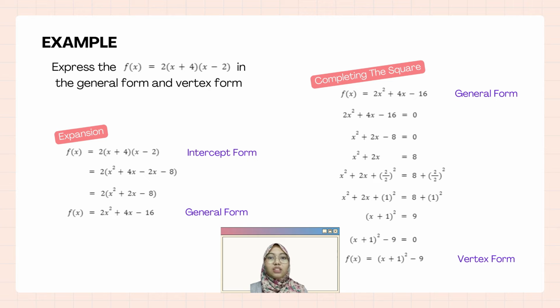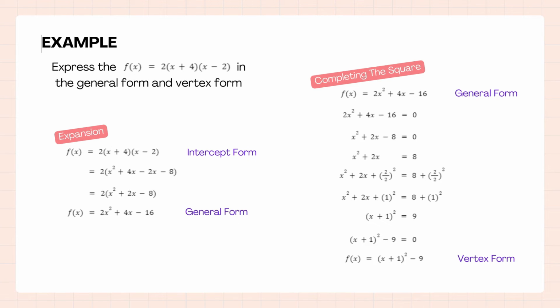Finally, move the 9 to the left hand side to get the vertex form of the function, which is f(x) equal to in bracket x plus 1 squared minus 9. That is how we can express the function in three forms: the general form, the intercept form, and the vertex form.